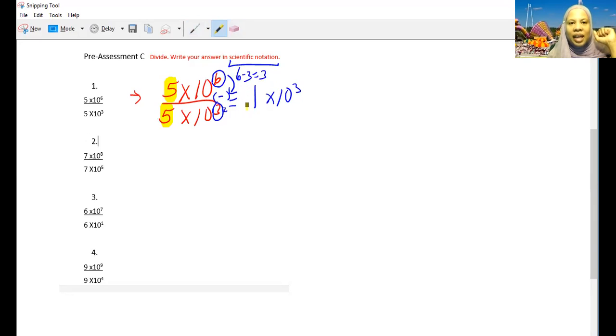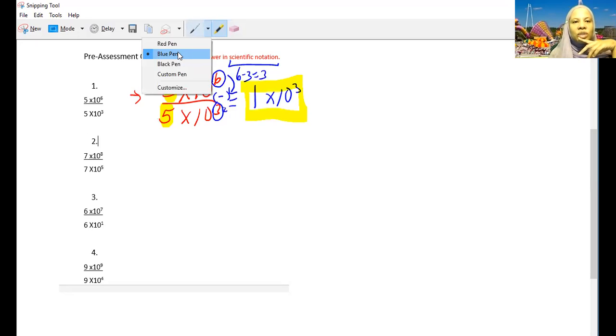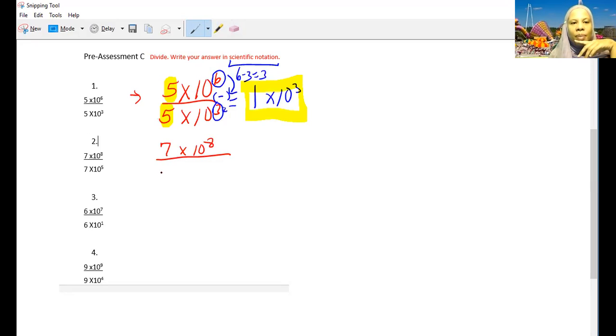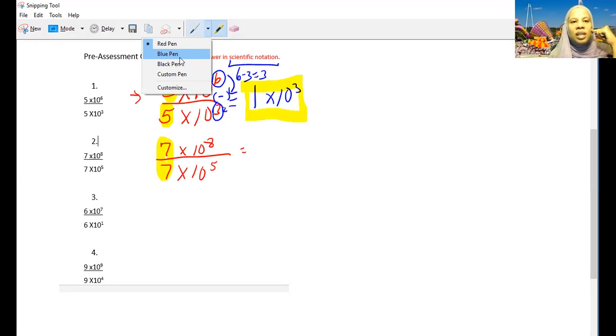Okay, and I want to highlight it right there. All right, so the next part, let's do it in red. We have 7 times 10 to the 8th over top of 7 times 10 to the 5th. First rule, you divide the numbers in front. 7 divided by 7 is 1.